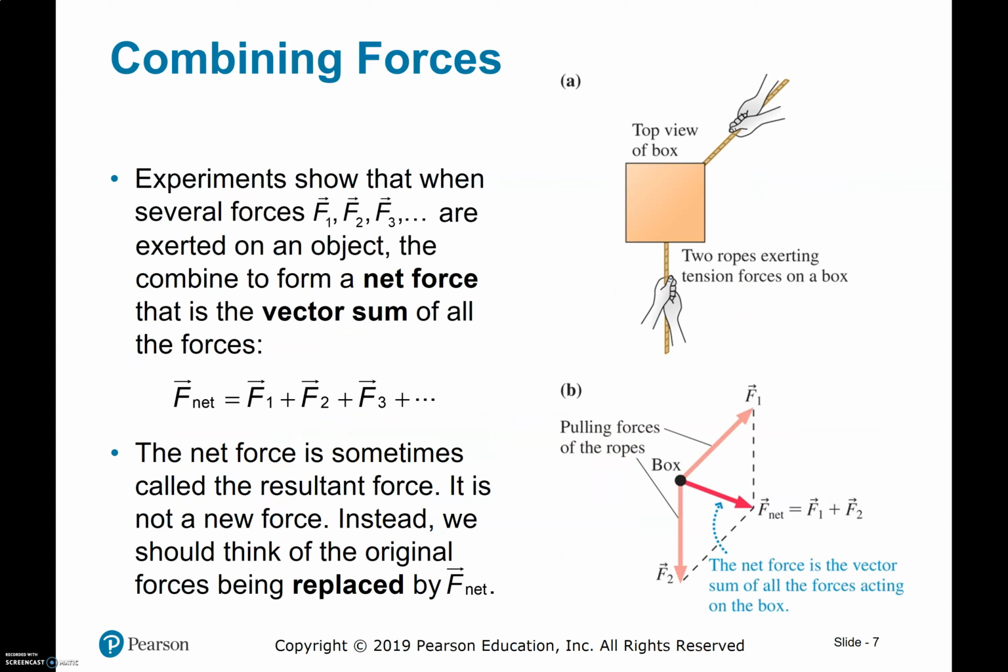So forces act on one object at a time, right? So here we have two forces acting on this box. One points that way, the other points that way. And it is a fact of nature that we can add these forces. So we have these two forces here. We add them, and we get this here.